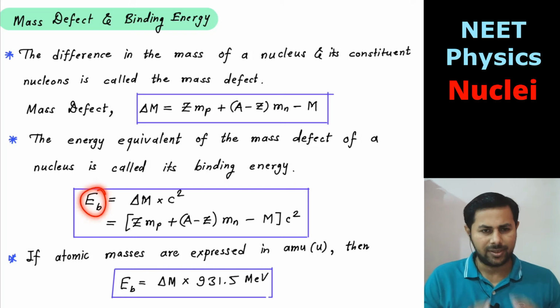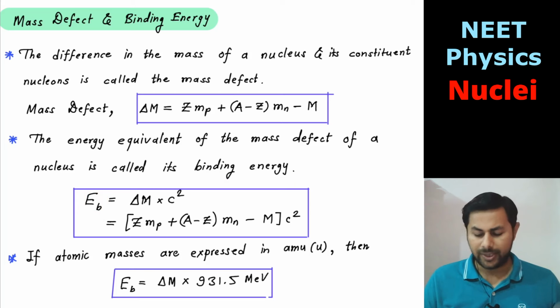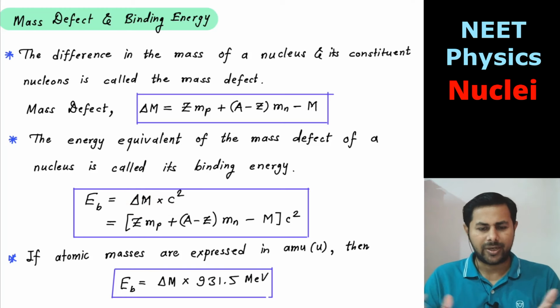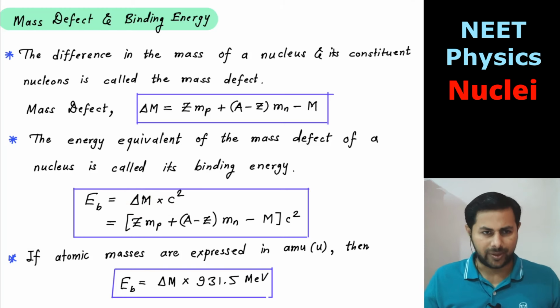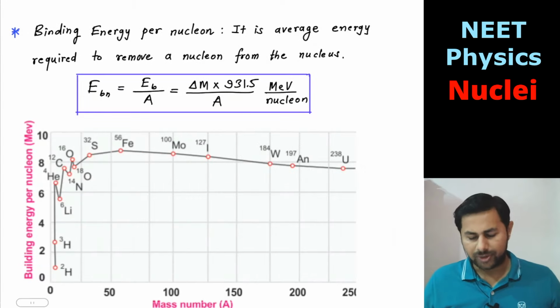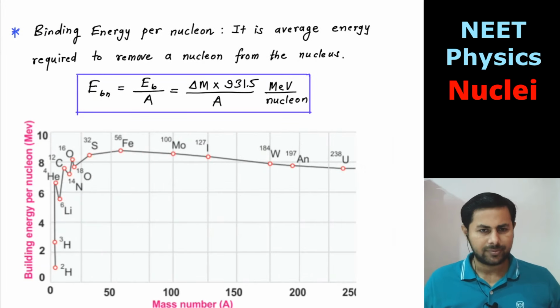What is binding energy? It is the mass defect, the difference in mass of nucleons and nucleus, multiplied by c square. If you supply this much energy to the nucleus, then what happens? The nucleons will become free. This thing is clear, everyone? Yes, no? Okay, very good.